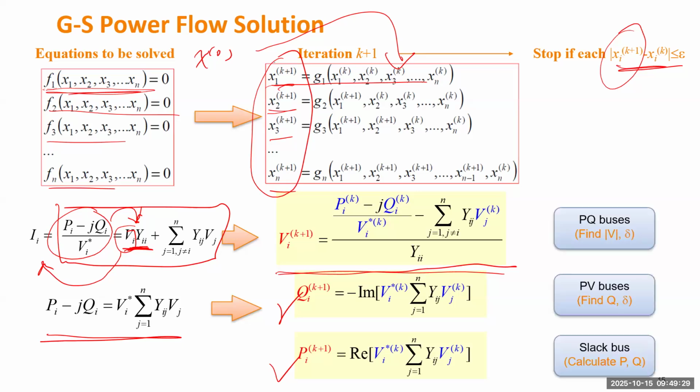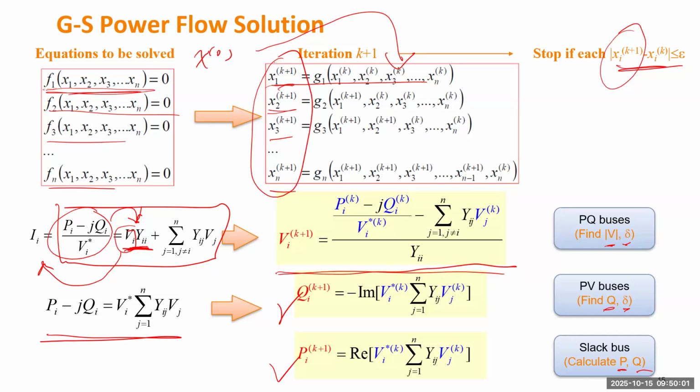We have 3 types of buses to be calculated. For each bus, 2 values are already known, and the other 2 are to be solved. For PQ buses, we need to find the voltage magnitude and angle. For PV buses, we need to find Q and angle. For the slack bus, we need to find P and Q. Then the iteration formulas we have will be those 3.